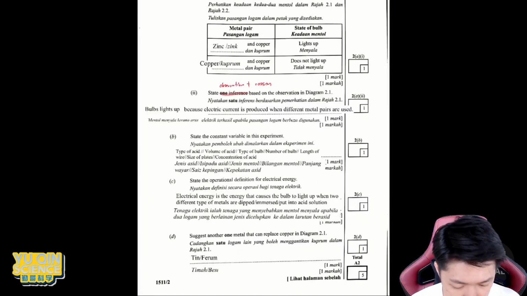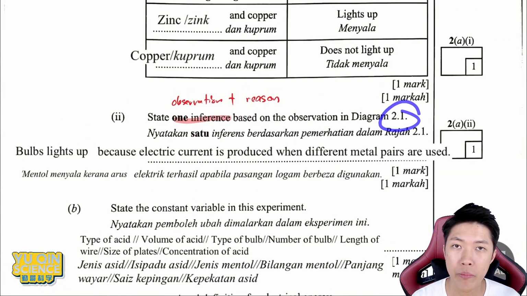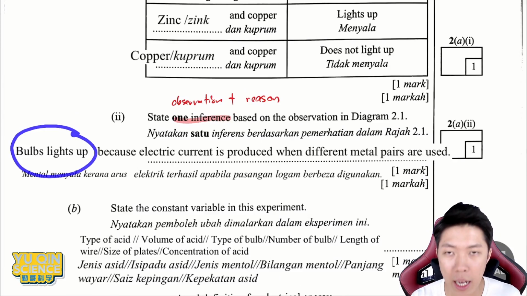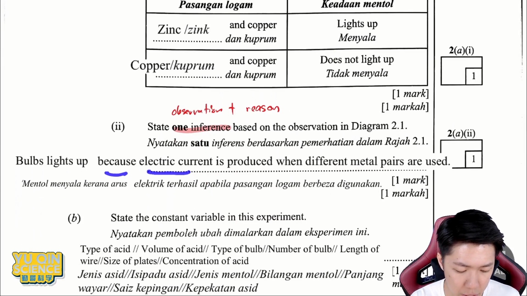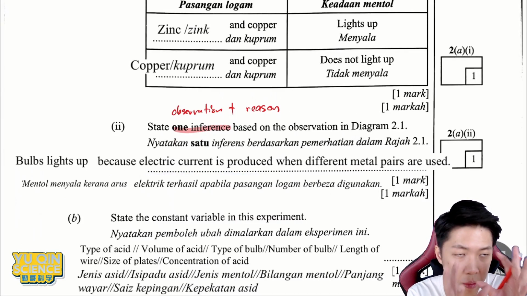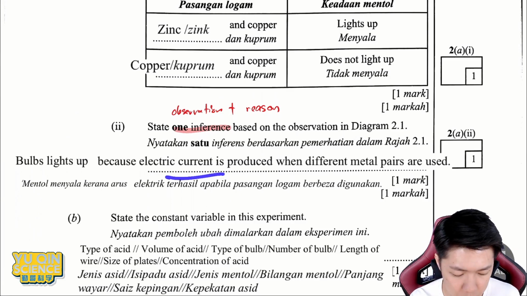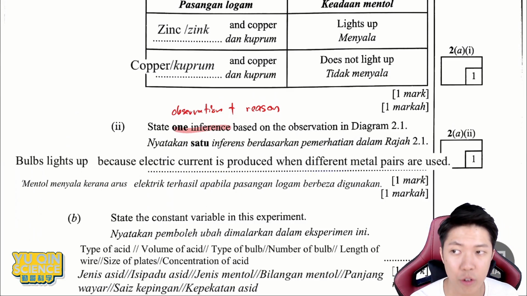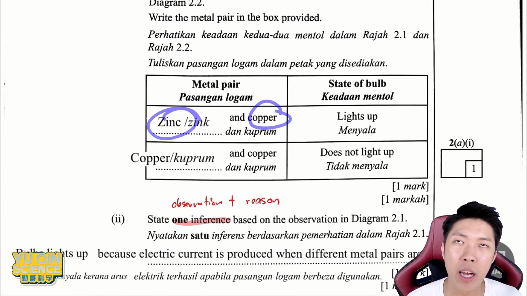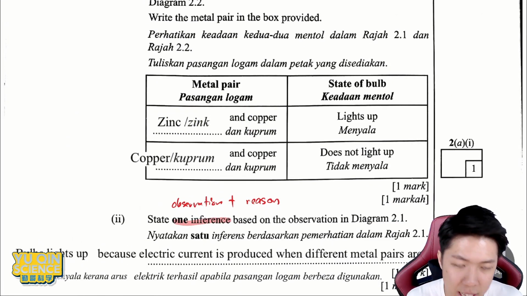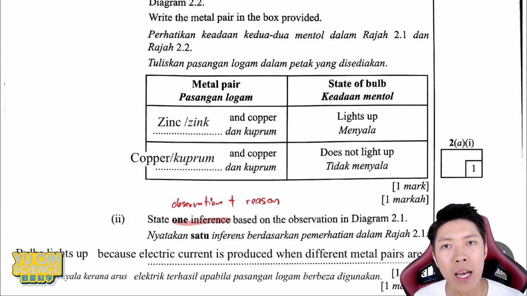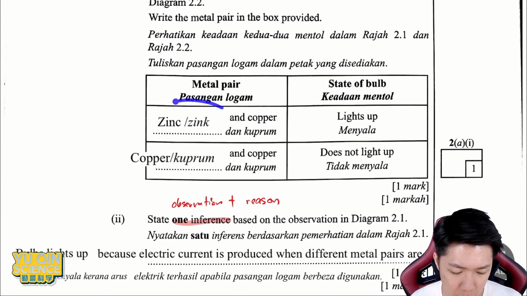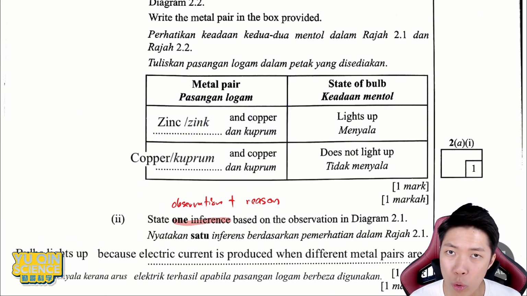Let's see our observation for 2.1. The light bulb lights up. Free answer. Why? Because electric current is produced. Why does it light up? Because there is electricity. Electric current is produced when a different pair of metals is used. So we use zinc and copper. If you say, can I write that zinc and copper will produce electricity? That's not specific, because you did not mention properly why. I mean, you're just telling me what I already wrote down. So no, you should be saying why it lights up.